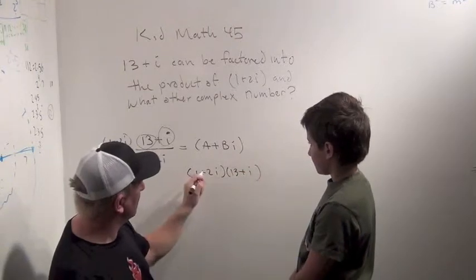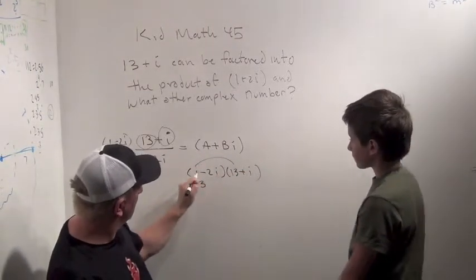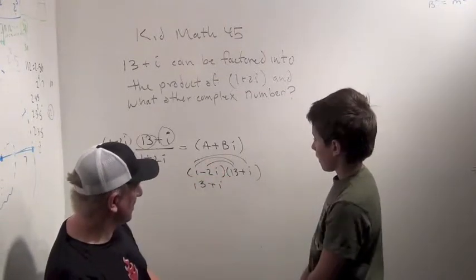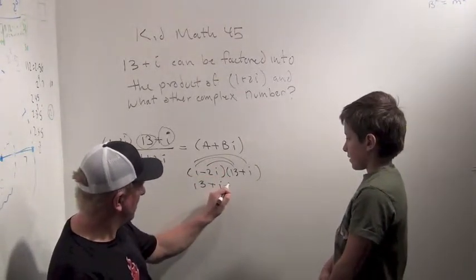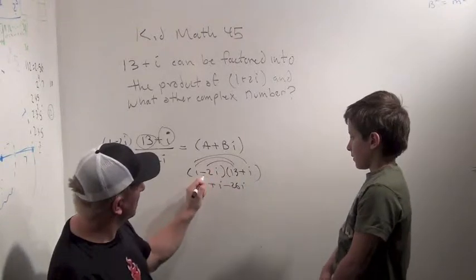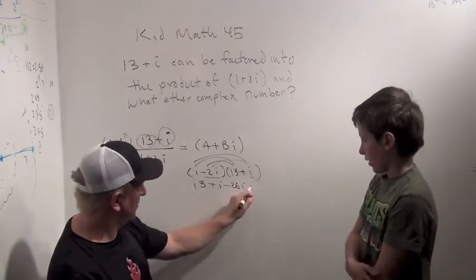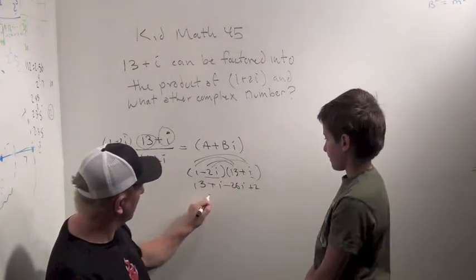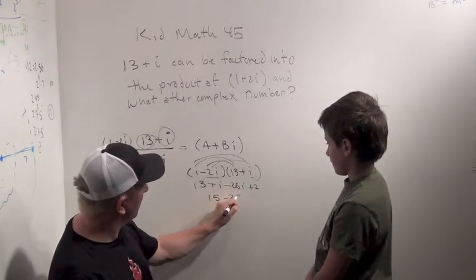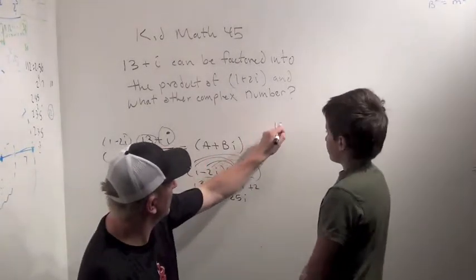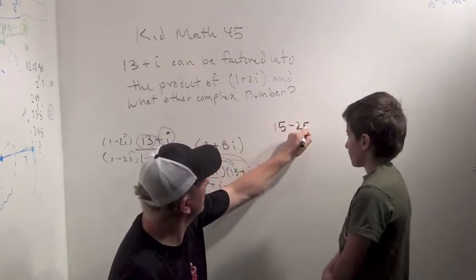Okay, so that's not going to be too hard. 13 plus i. What's minus 2i times 13? Minus 26i. And then what's minus 2i times i? That's plus 2. Okay, so I get 15 minus 25i. So the top of my fraction here becomes 15 minus 25i.